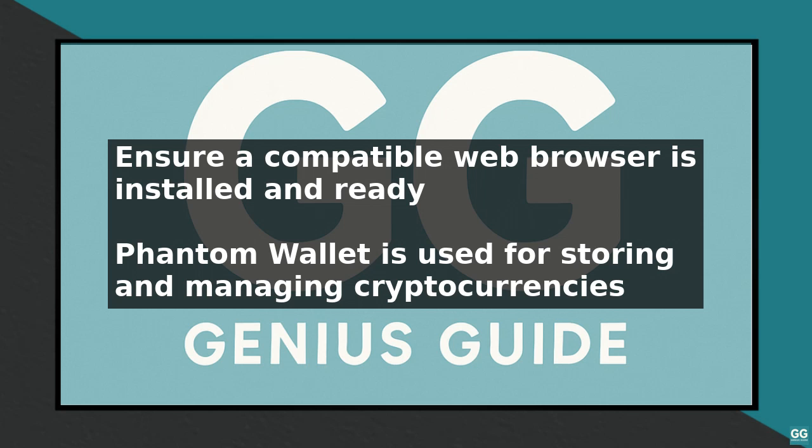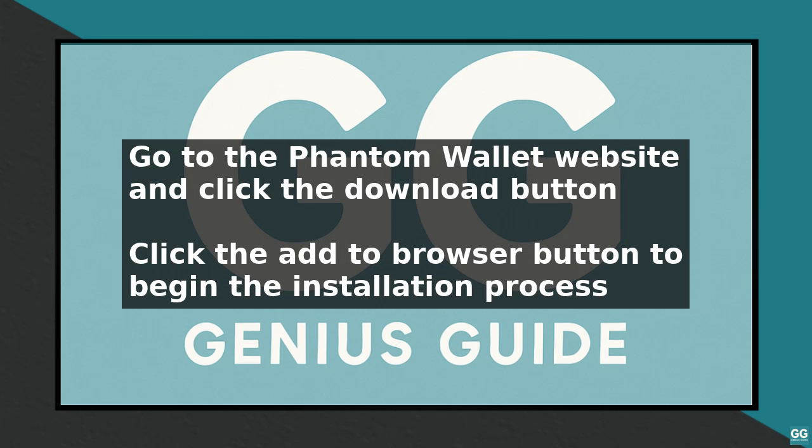Next, go to the Phantom Wallet website and click on the download button. You will be redirected to the Phantom Wallet extension page in the browser's extension store. Click the Add to Browser button to begin the installation process. Once installed, click on the Phantom Wallet icon in your browser's extension bar and select Create New Wallet.